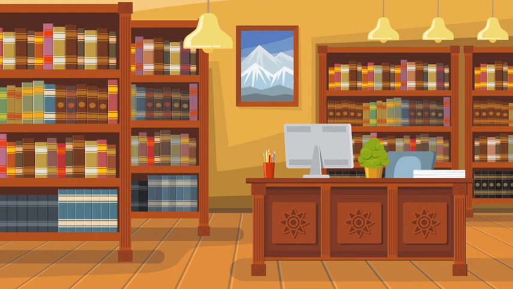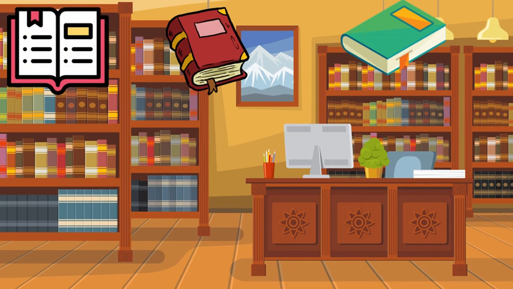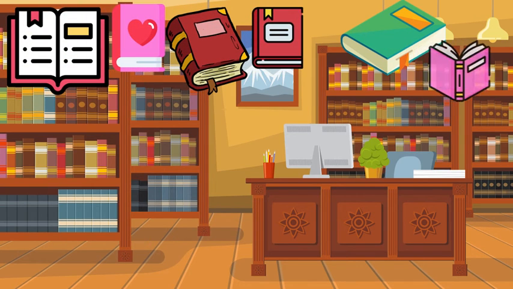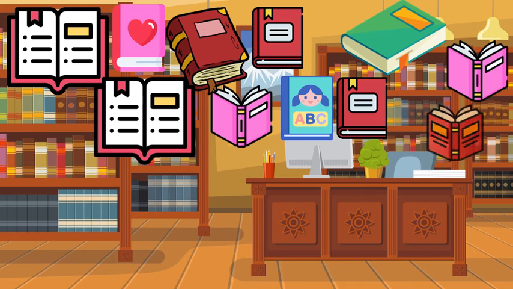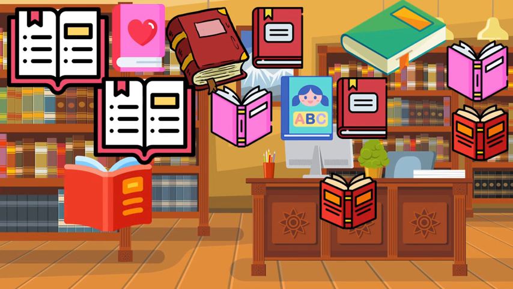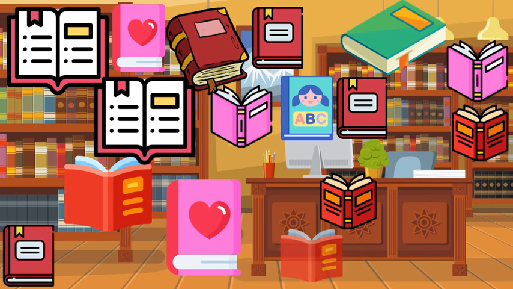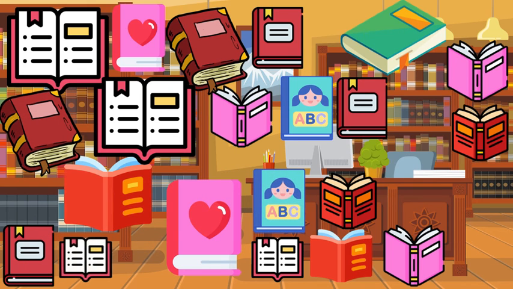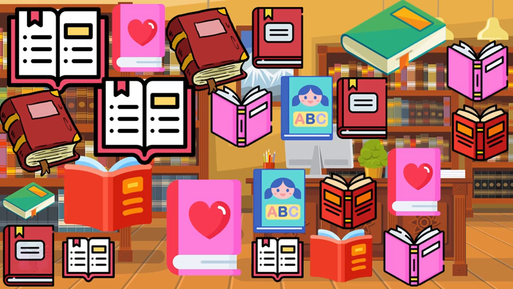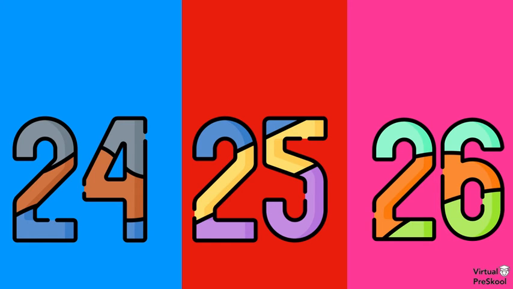Now we're going to count the books. Please count with me. Ek, do, teen, char, panch, che, sat, at, no, das, gyara, bara, tera, choda, pandra, sola, satra, athara, unnis, bis, ikkis, bais, tais, chobis, pachis, chabbis. And what does chabbis mean in English? 26. Great work.